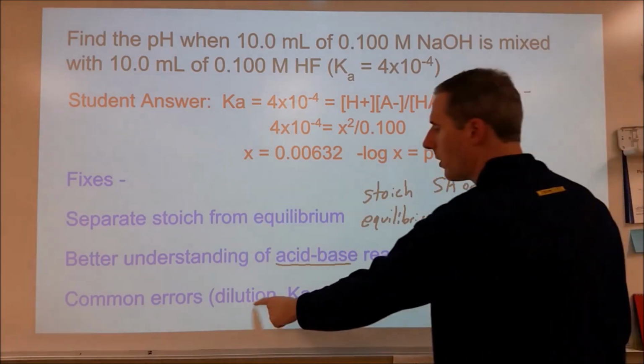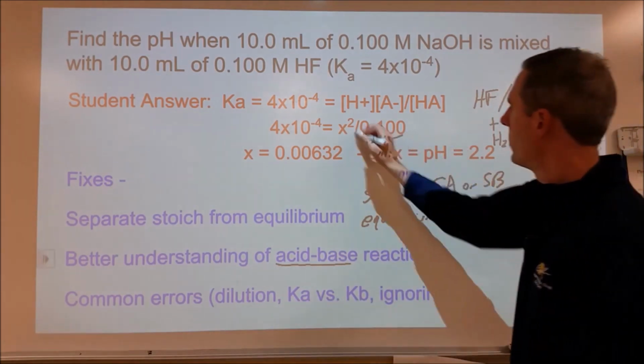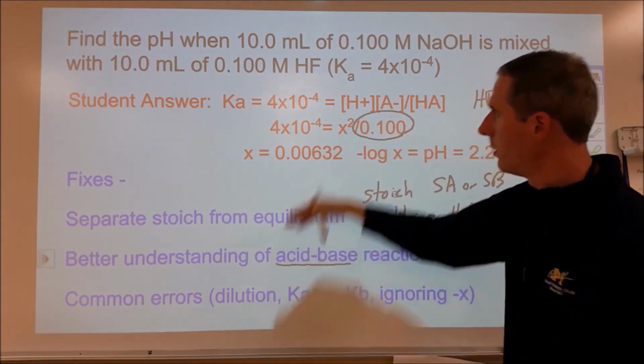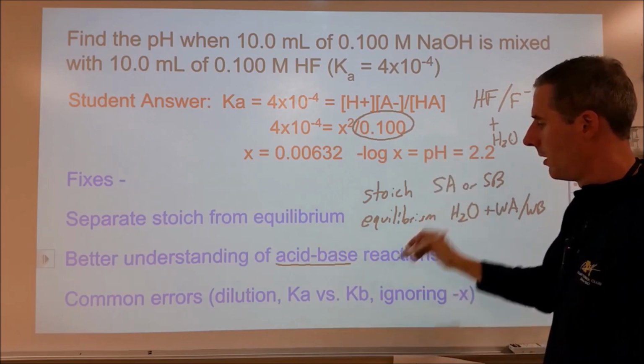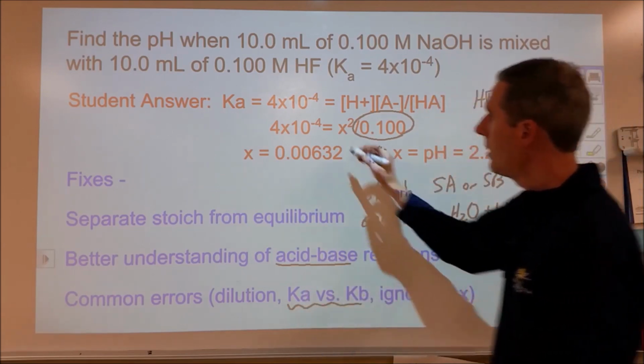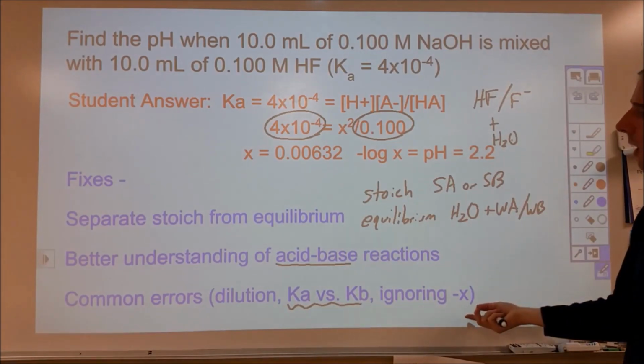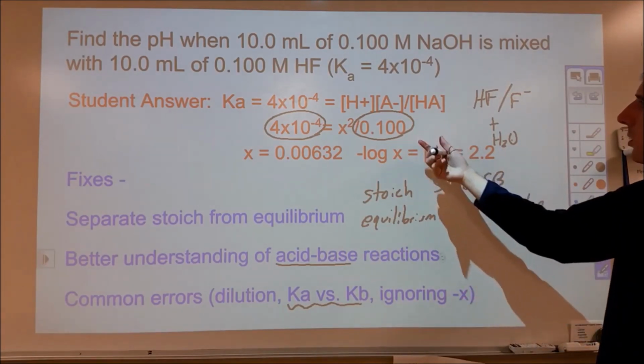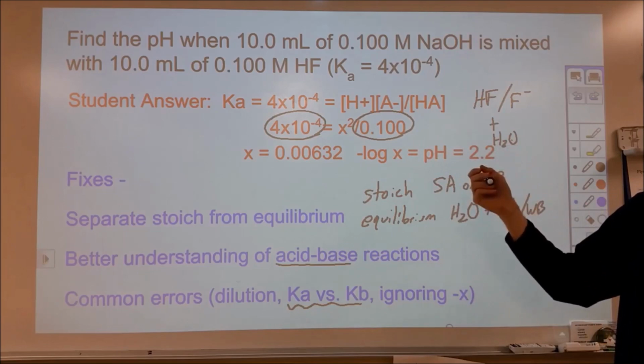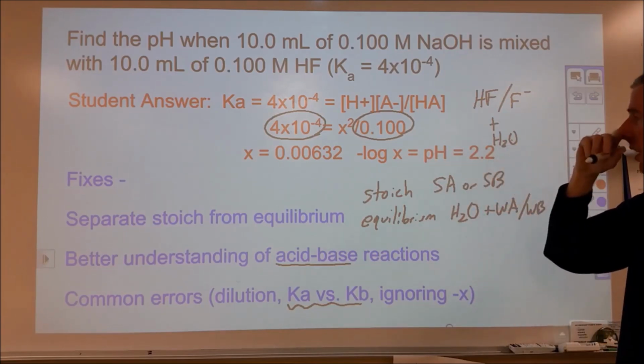And then at the end, we want to watch for common errors. This was an error because they forgot to account for the dilution by mixing the two solutions together. The Ka versus Kb: here we've used Ka for a situation where we had a weak base present. And then always make sure that you put in that you're ignoring the minus x here so that it's clear to the person grading it that you've done that.